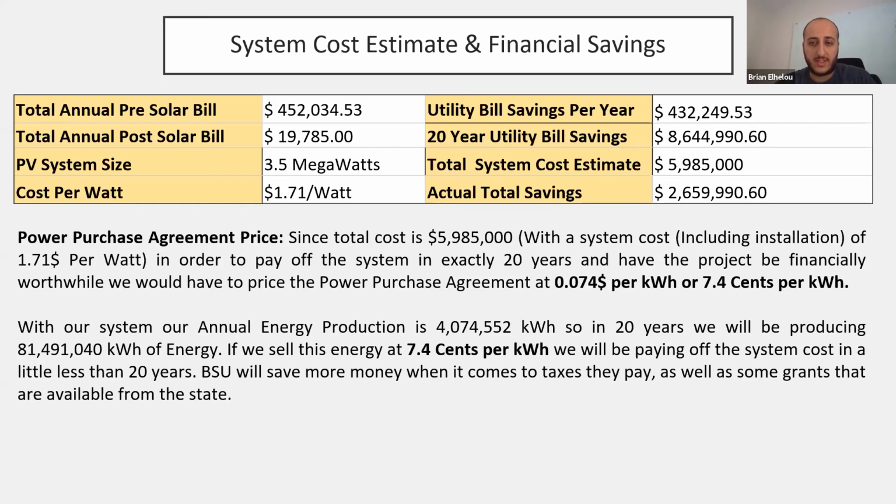For the sake of this presentation, we had to do a PPA, since BSU doesn't want to pay for the whole system outright. The PPA purchase rate that we decided we should negotiate is 7.4 cents, so we can pay off the system in 20 years. Next slide, please.